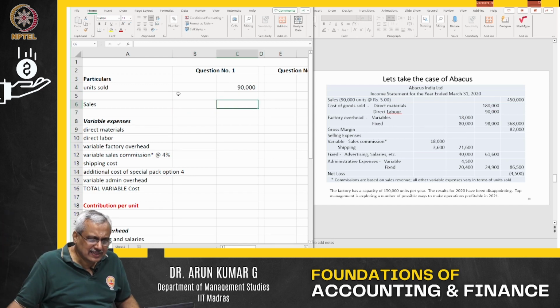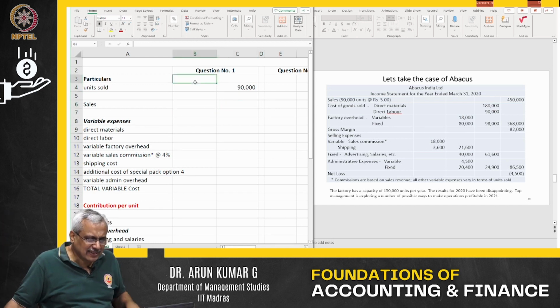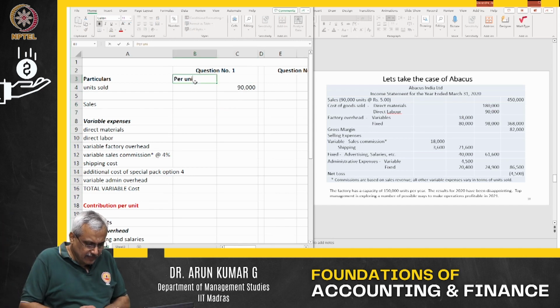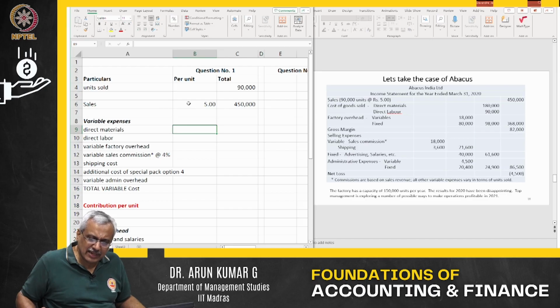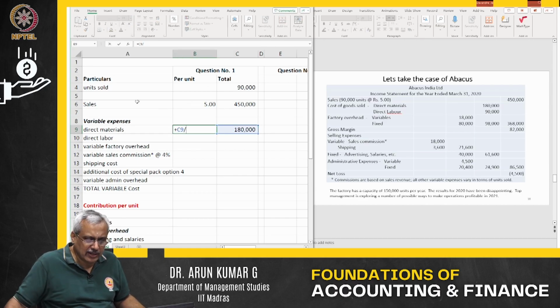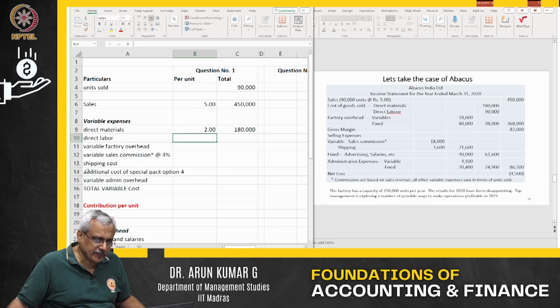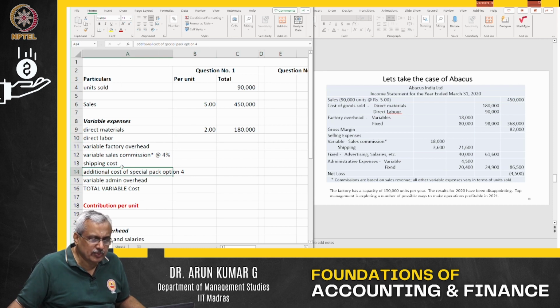So, what is the sales per unit? Let us say this is per unit out there and this is what you call the total. What is the direct material? Direct material is about 1,80,000 is what they have reported. Per unit it is going to be 1,80,000 divided by 90,000, which is 2 rupees in this particular case per unit.